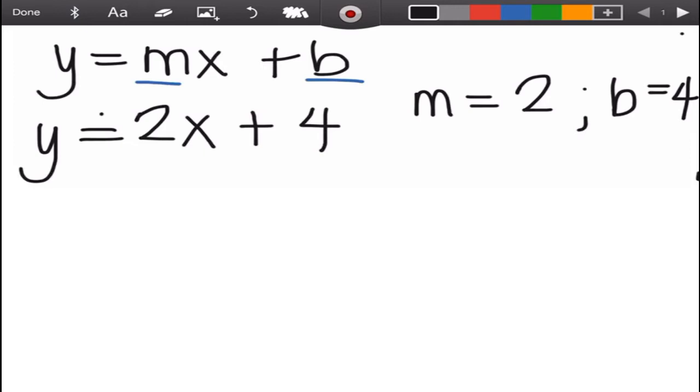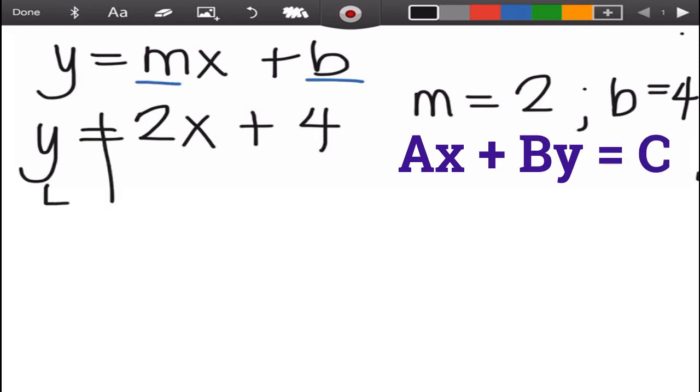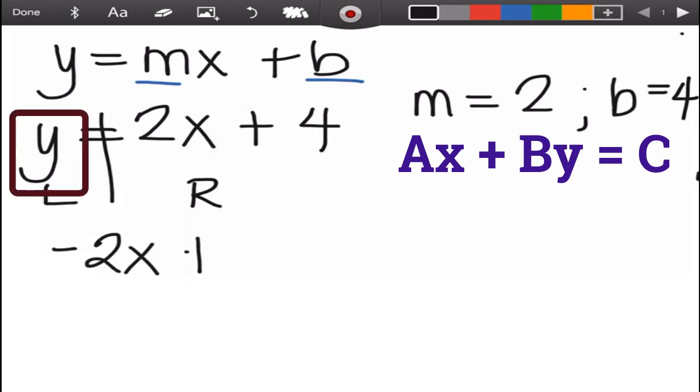So we will change it into the standard form, Ax plus By equals C. So this is the left side and this is the right side. We need to transpose 2x from the right to the left. So positive 2x will become negative 2x. And then copy y, it is positive, then equals copy 4.